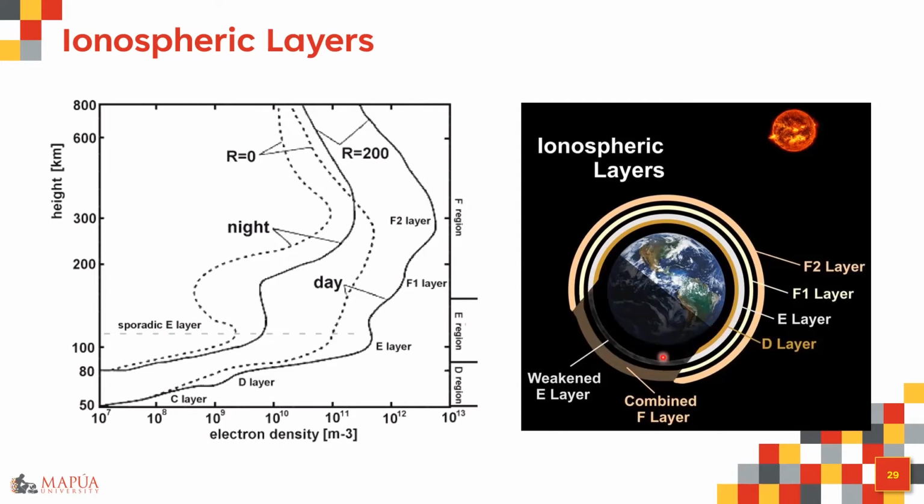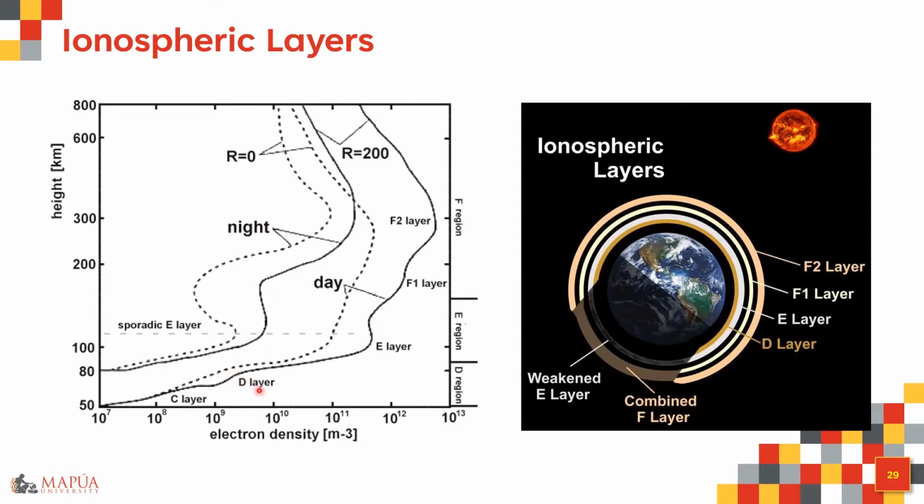And the D layer vanishes. If we look at this graph, this is your nighttime and this graph is your daytime. During daytime, you have your C, D, E, F1, and F2 layers. But at nighttime, you only have the F region, which is a combined version of the F1 and F2 regions during the daytime. And then you have your weaker E.